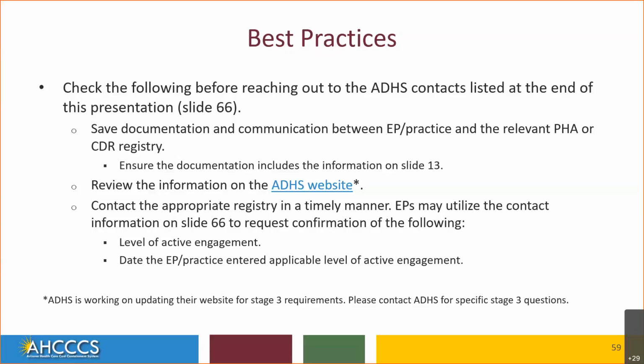Keep in mind, for Measure 1, which is the Immunization Registry, that the EP must have been submitting data bidirectionally. So that needs to be implemented and implemented within 60 days of the start of the PI reporting period. If the EP is not submitting data bidirectionally, then that immunization measure cannot be used by the provider for Stage 3.